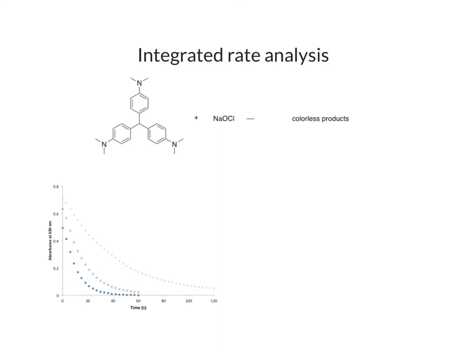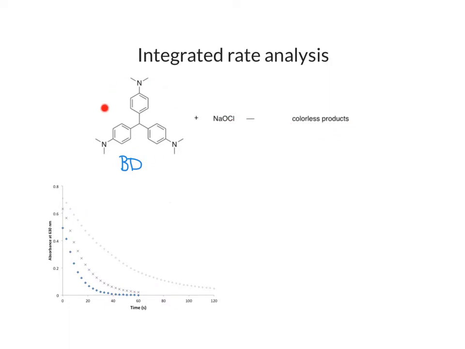We can use what we know about integrated rate laws to analyze kinetic data for a particular reaction to determine the rate law of the reaction. So let's imagine how that would be done by using this particular reaction between a blue dye, shown here, which we're just going to abbreviate as BD for blue dye, and bleach, which is sodium hypochlorite. And when they react, they form colorless products.